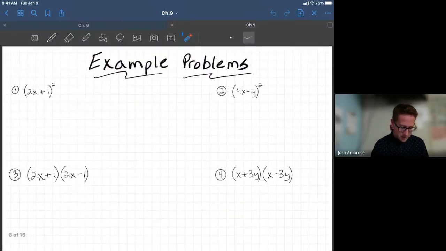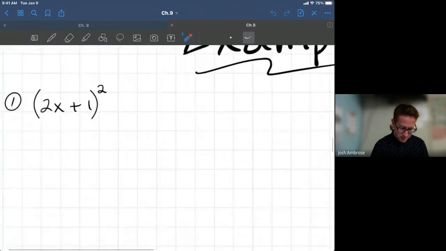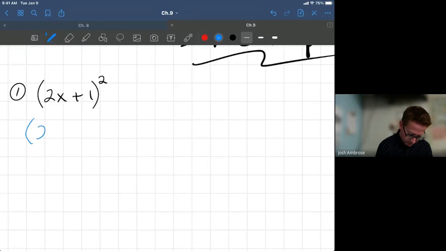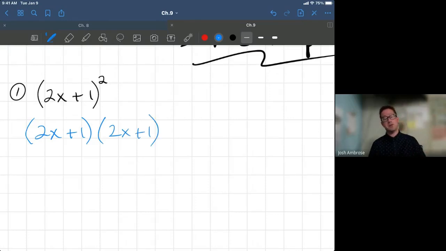All right, so let's zoom in right here. First example problem. So as you can see, we have our binomial squared, all right, to the second power. That means we have this, but write it twice. Okay, and we're just going to do a double distributive property.